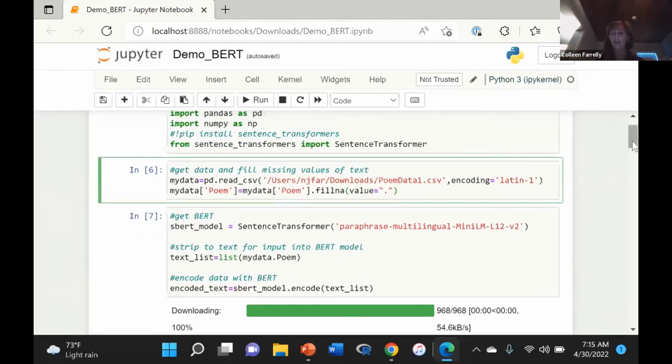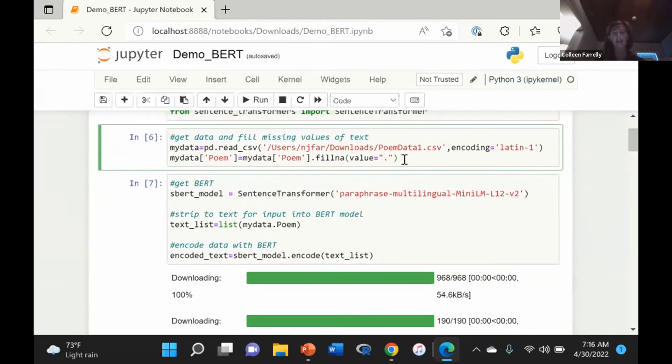So once we have that imported, we are able to get our data set imported. And as I mentioned, I'll make this available. One of the important things is to deal with missing data. So in the real world, there's a lot of missing data out there. And this model requires that we have some placeholder instead of just null values. So once we fill in our text that might be missing with a placeholder, in this case, I just use a period so that it doesn't encode an actual word. You can fill that in however you want.